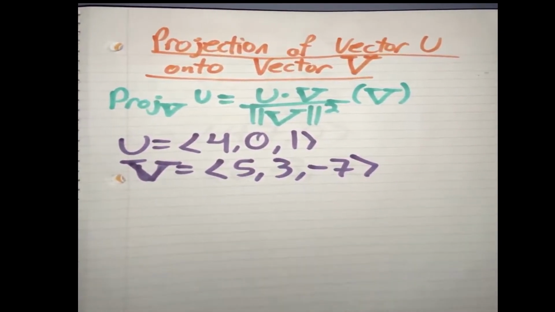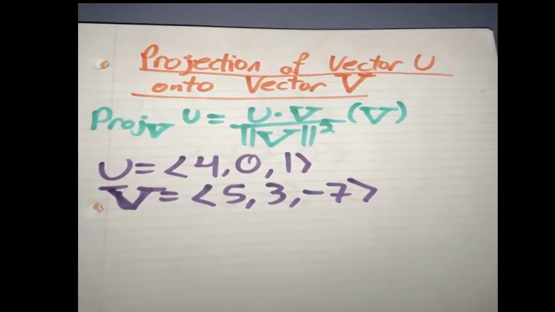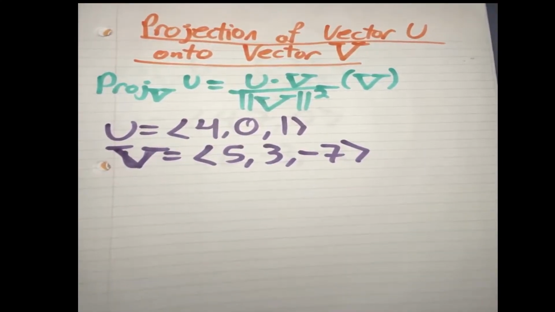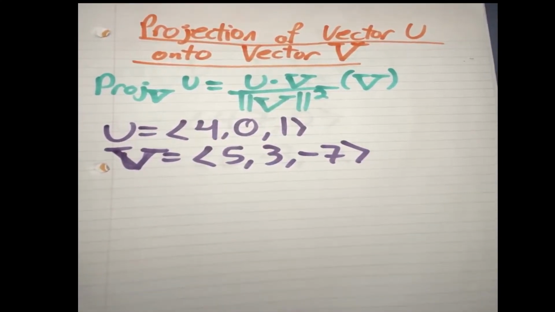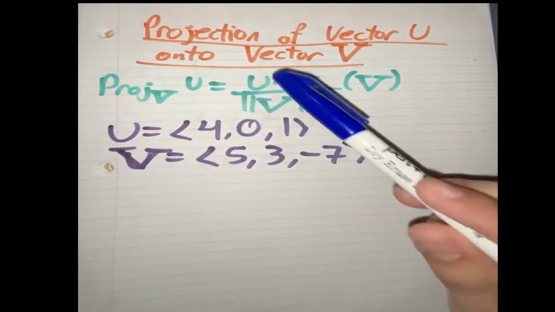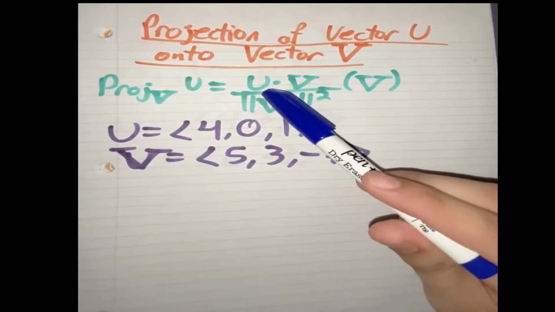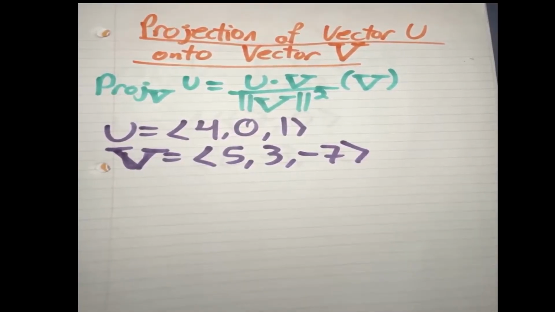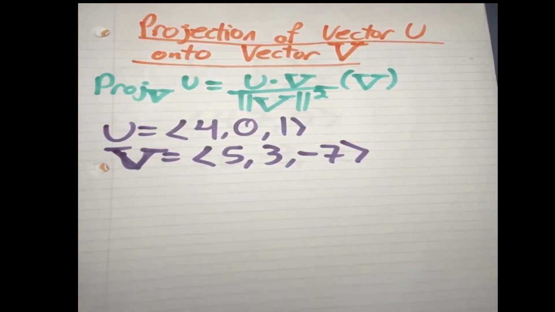Hello guys, in this video, whenever we're given two vectors and we're given the projection of one vector onto another vector, we apply this formula: the projection of u onto v is equal to u dot v divided by the magnitude of v squared times our vector v. So the key word is onto.